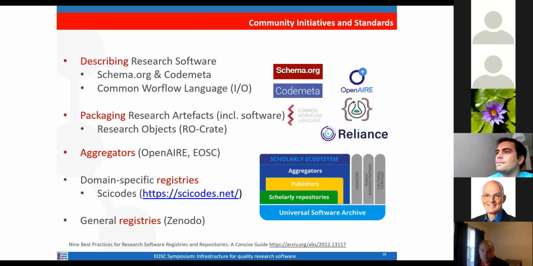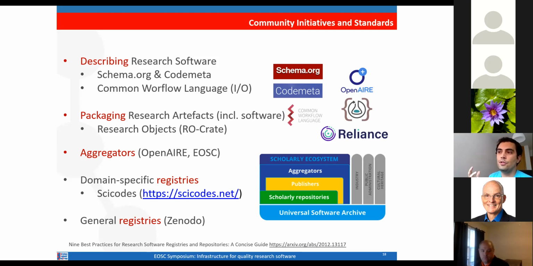Next slide, please. Fortunately, I've seen that the community has pushed forward many standards to help address these problems. Starting from the description point of view, schema.org and CodeMeta, in particular CodeMeta, is a lightweight vocabulary that helps describe software at a high level, and that can be combined, for example, with the Common Workflow Language, which is a very detailed specification to describe the input and output types that go with a particular software in order to encapsulate it as a configuration.